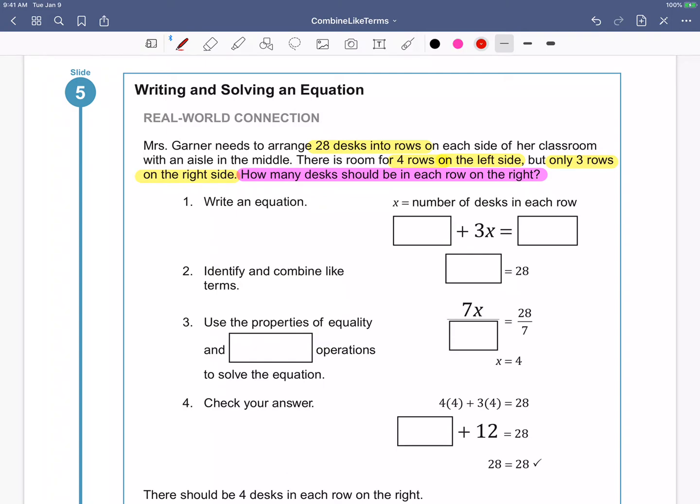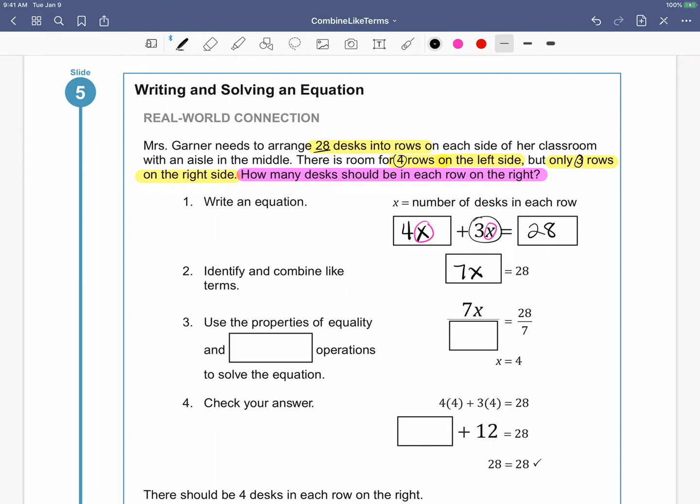Okay? So the first thing is to write the equation. So x is equal to the number of desks in each row. Now, she has only 3 rows on the right, 4 rows, but we don't know how many desks in that 4, right? Always look, if you have a 3x here, right? Well, there's my 3. What number matches in that same sentence? It's going to be 4, right? That's going to equal to the total of desks, which is 28. Now, identify and combine like terms. So I'm going to add my 2 x's, right? Here's an x, here's an x. So I combine 4 plus 3, which gives me 7x.